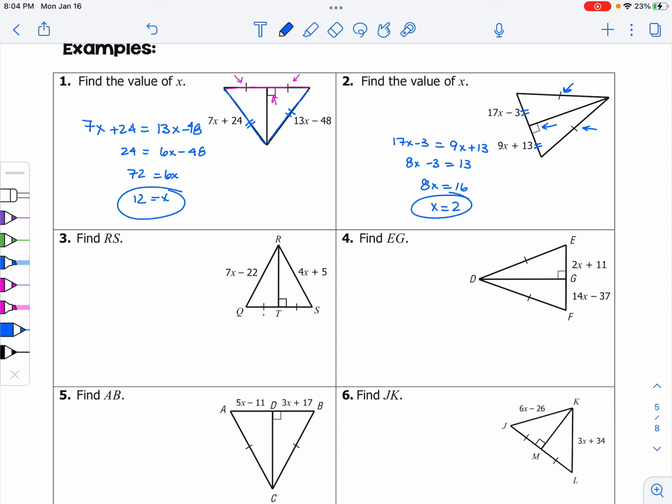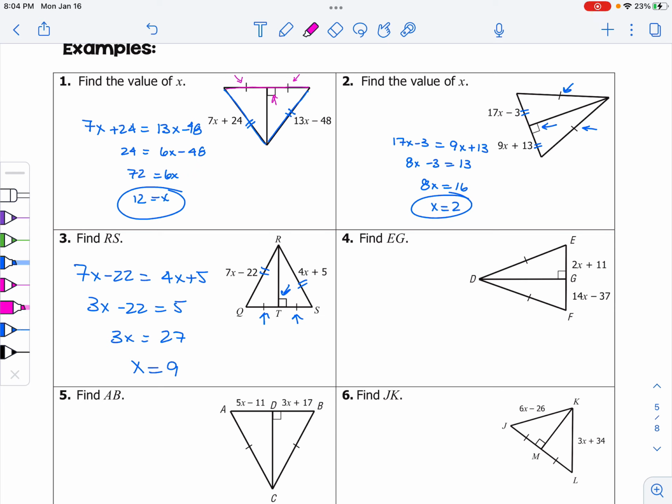Down here, if I see that I have sides that are congruent and I see the 90 degree, then I know that the hypotenuses have to be congruent. So 7x minus 22 equals 4x plus 5. Subtract the 4x on both sides, add the 22, divide by 3. But I'm not done.